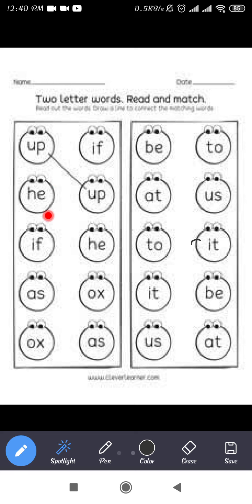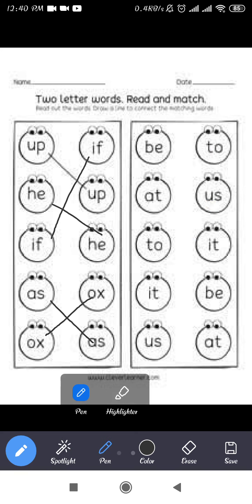Now let's move to the second one. H-E, he. So find where is the word H-E, he. Here it is at the third position, so match these two words. Okay, next I-F, if. So where is it? Here it's at the first position, so match these two words. Okay, next A-S, as. Here it's at the last position, so match them.